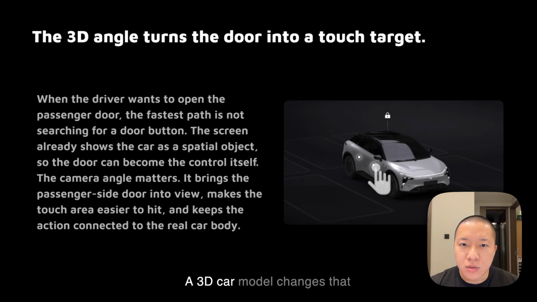A 3D car model changes that equation. Instead of navigating abstract menus, users see a visual representation of their actual car. The most frequently used features are mapped directly onto the model. You want to open a door, you see the door. The gap between intent and action almost disappears.